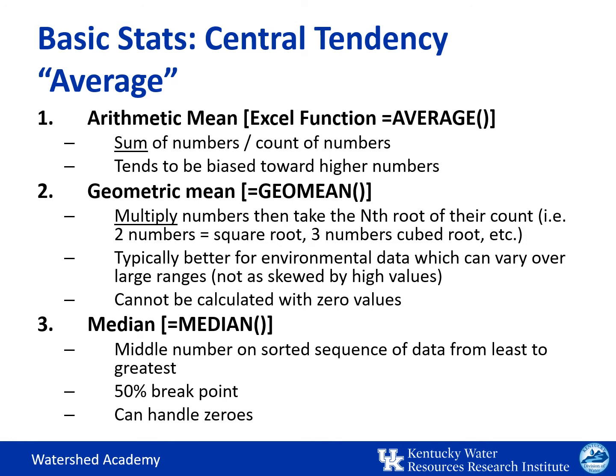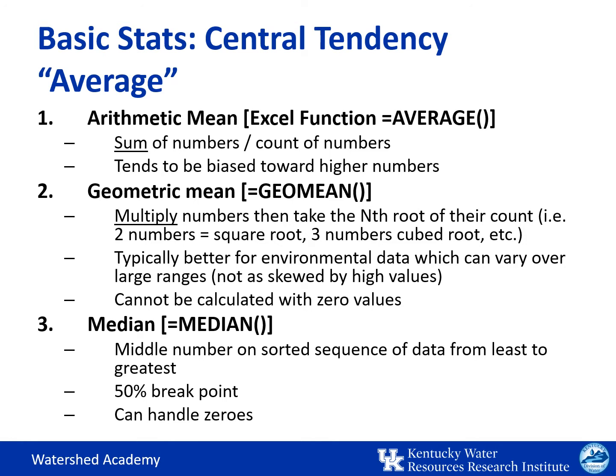There are other ways to measure central tendency that may better represent the data. The geometric mean and the median are two of those. Geometric means are typically better for representing environmental data because they are not as skewed towards high values. However, they cannot be calculated with zero values, that is, non-detects must be substituted with a low value.